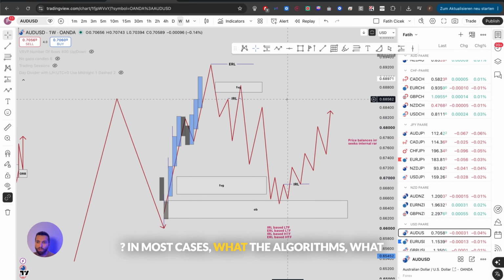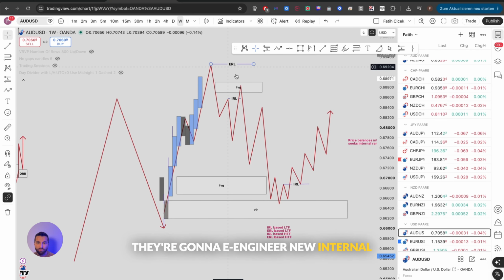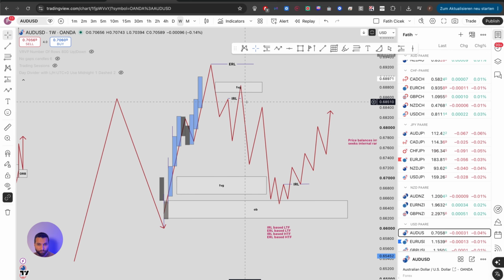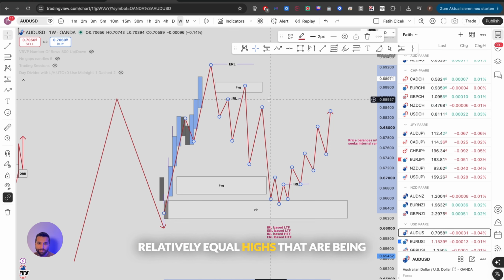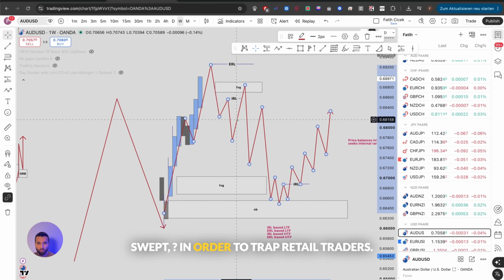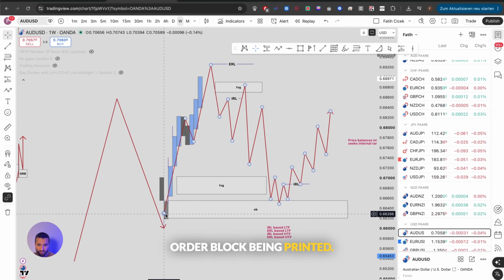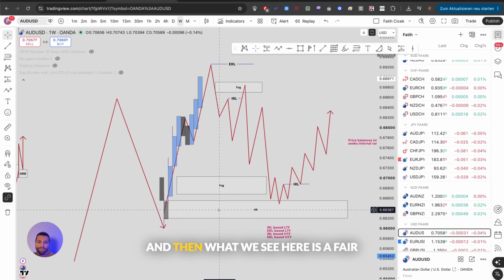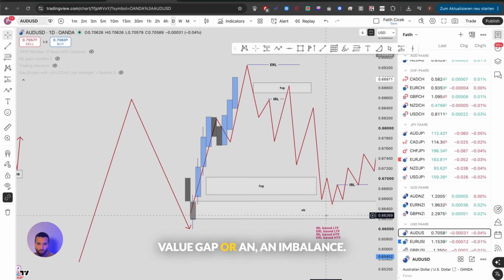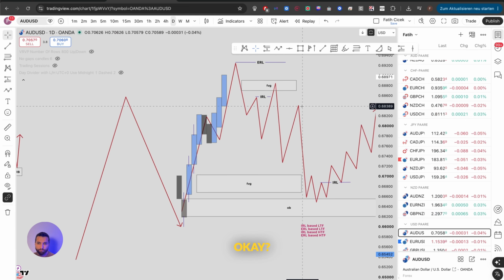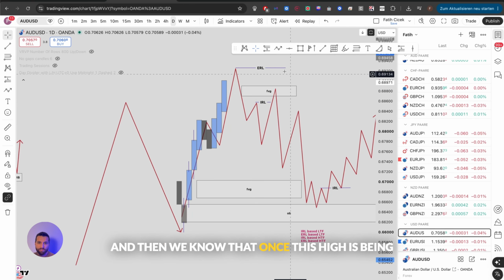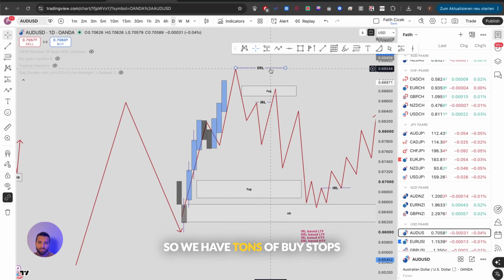In most cases, what the interbank price delivery is going to do, they're going to engineer new internal ranges and internal range liquidities, they're going to engineer and print relatively equal highs that are being swept in order to trap retail traders. That's what they're going to do. What we see here is we see an order block being printed. This is the higher time frame order block. And then what we see here is a fair value gap or an imbalance. Okay. And then we know that once this high is being created, that is our external range liquidity. So we have tons of buy stops sitting above that high.